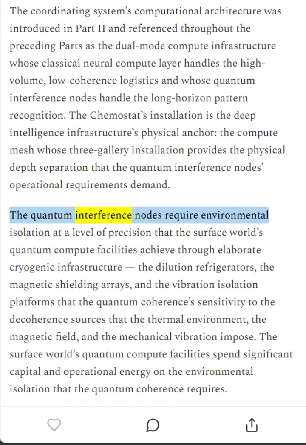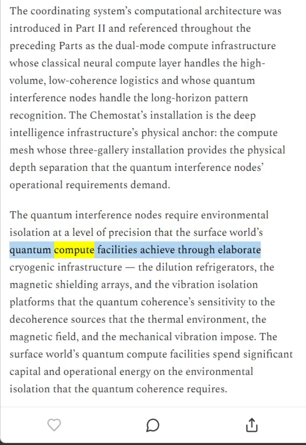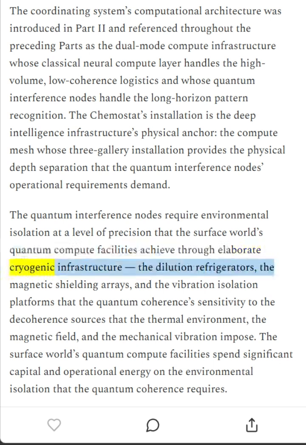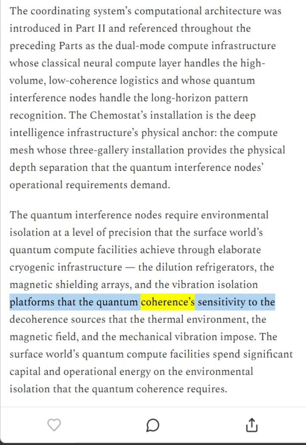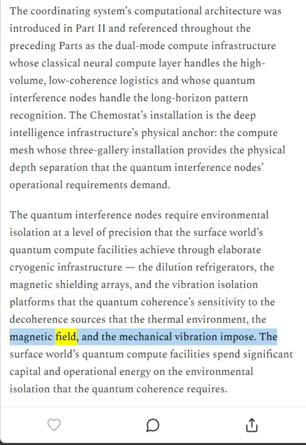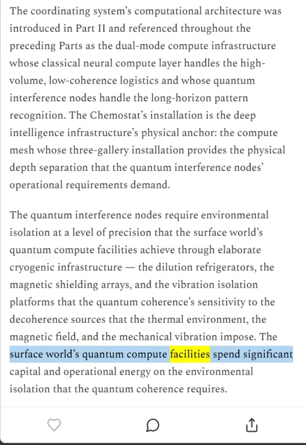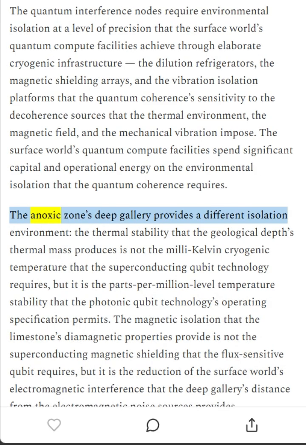The quantum interference nodes require environmental isolation at a level of precision that the surface world's quantum compute facilities achieve through elaborate cryogenic infrastructure: the dilution refrigerators, the magnetic shielding arrays, and the vibration isolation platforms that the quantum coherence's sensitivity to the decoherent sources that the thermal environment, the magnetic field, and the mechanical vibration impose. The surface world's quantum compute facilities spend significant capital and operational energy on the environmental isolation that the quantum coherence requires. The anoxic zone's deep gallery provides a different isolation environment.